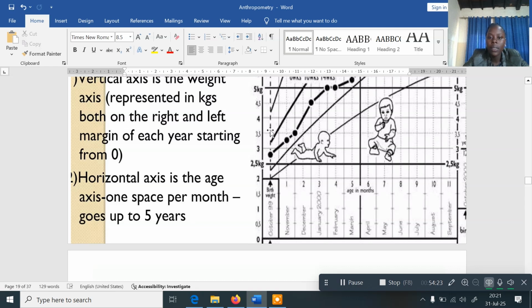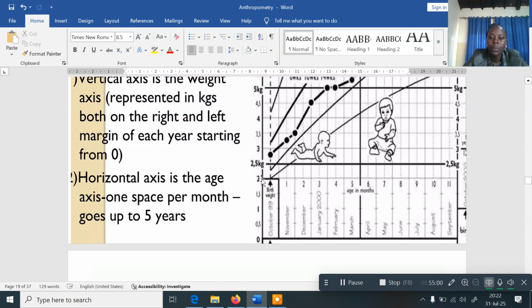So the vertical axis represents the kilograms or the baby's weight, and then the horizontal axis, this one down here, represents the age of the child, and it goes up to 5 years with a space of 1 month. It is per month. So it starts from 0, then from 0 to 1 month. So 0 is here at the start.